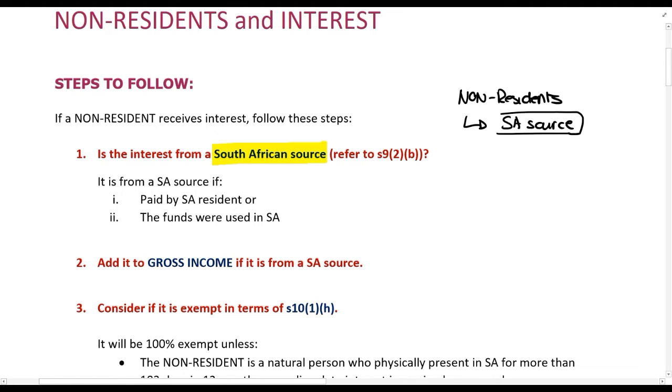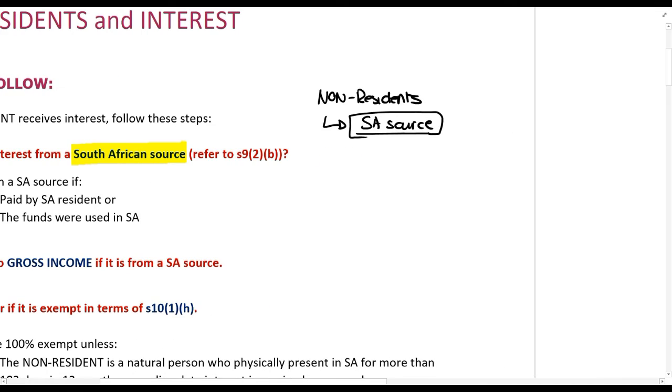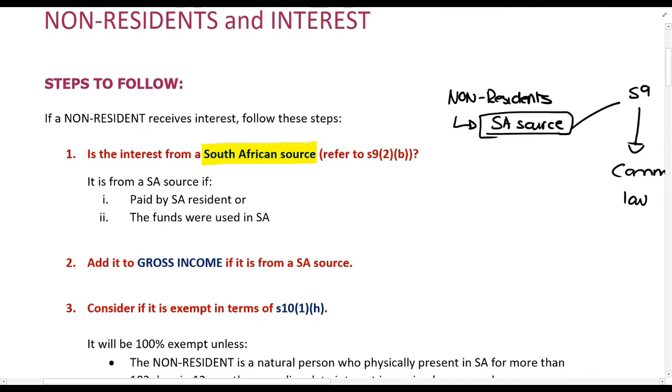Now, remember, how do we know when it is from a South African source? We first always consider Section 9, and then if Section 9 is not applicable, we'll consider the common law. But interest is discussed in Section 9(2)(b), where it tells you that interest will be from a South African source if it is paid by a South African resident. So if a South African resident pays a non-resident the interest, it is from a South African source. Or if the funds were used in South Africa.